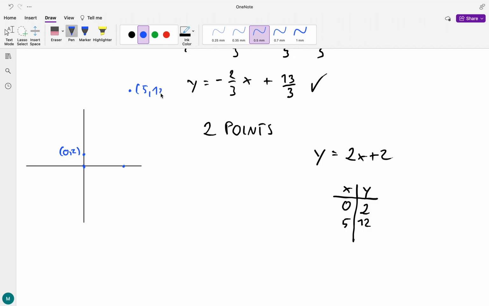5, 12. And now all we have to do is connect the points. And this is our line, y equal to 2x plus 2. Call it a day. So let's quickly review the steps.